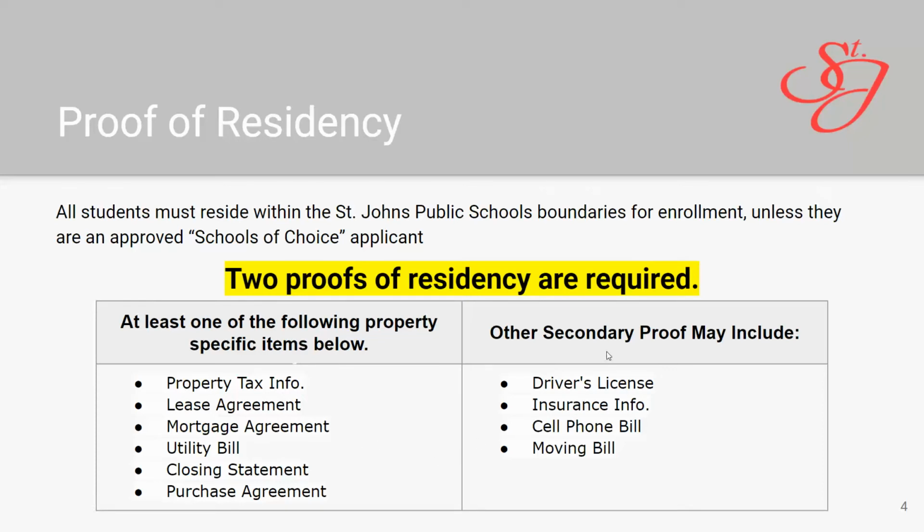So there are other secondary proofs that you can include, and that's a driver's license, maybe a car insurance or homeowner's insurance information, cell phone bill that has an address, maybe you had a bill from like movers, but you have to have at least one from that left column. They both can be from the left column. That's very common.